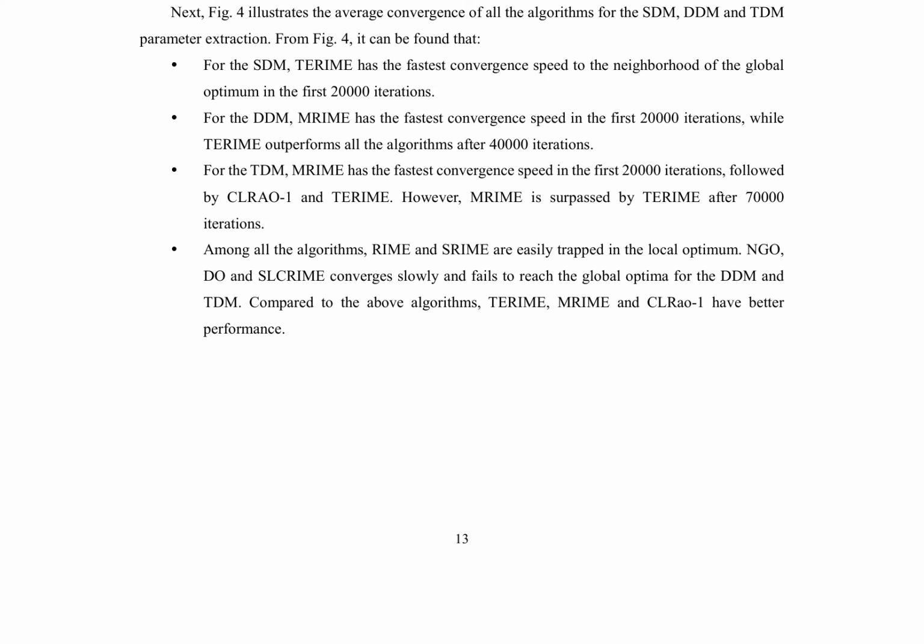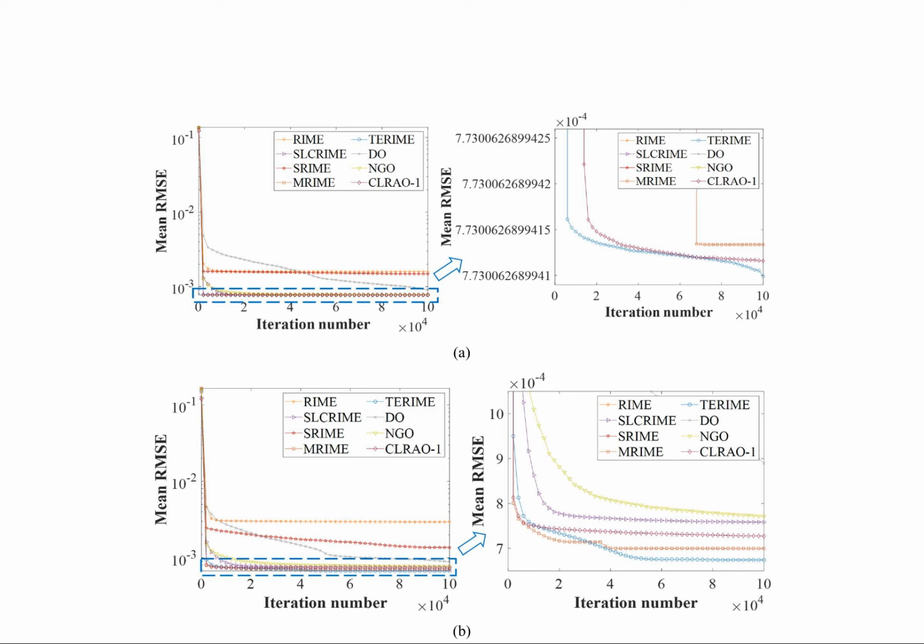This highlights the importance of TERIME, MRIME, and CL-RAO1 in achieving better performance compared to other algorithms, which often get trapped in local optima or converge slowly. The convergence performance of three algorithms, namely SDM, DDM, and TDM, is evaluated for parameter extraction in RTC France, with a focus on the competitive performance and robustness of the TERIME algorithm.